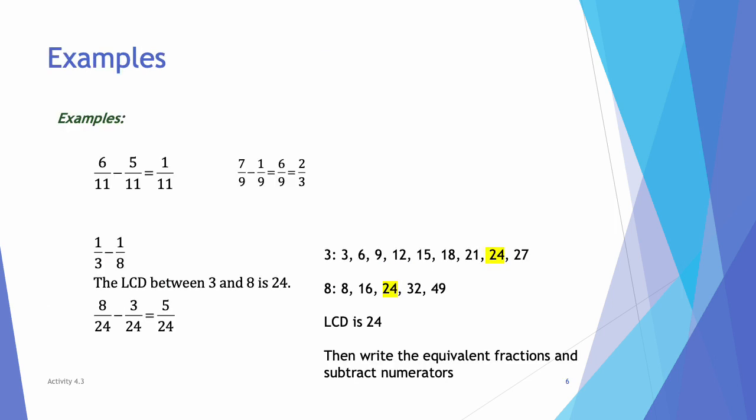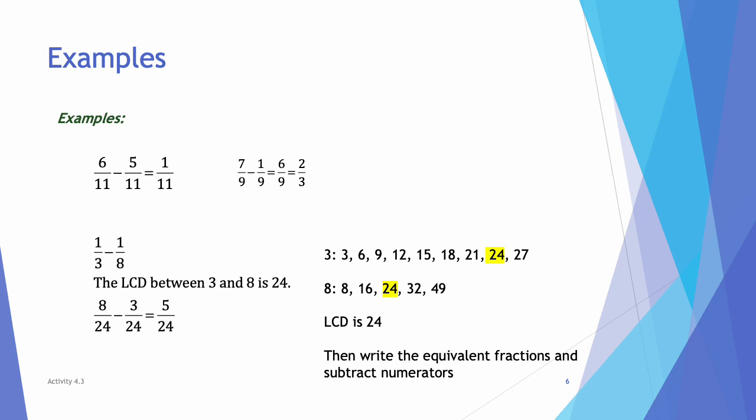In the first example, I'm subtracting 6/11 minus 5/11. I subtract the numerators and I get 1/11. In the next example, I'm subtracting 7/9 minus 1/9, which equals 6/9. And since that's not in lowest terms, I reduce 6/9 to 2/3.